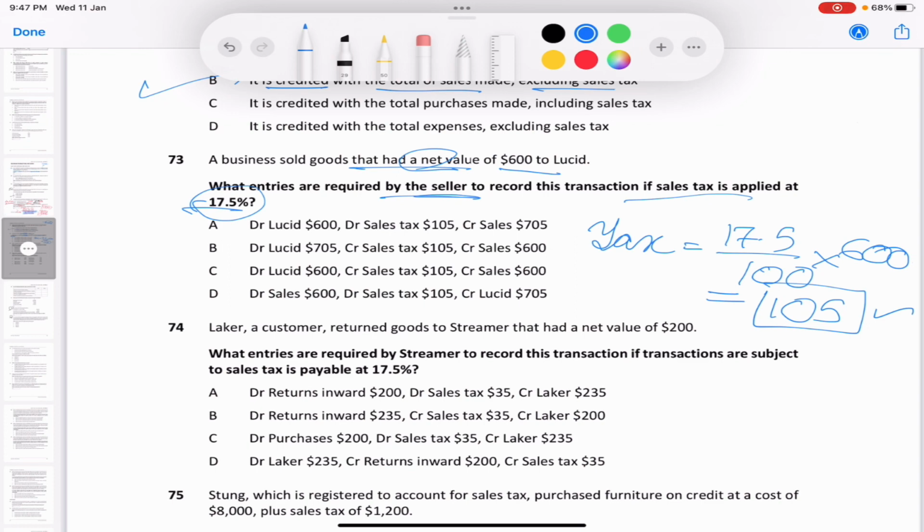Now let's read the question. What entries are required to be made by the seller? We need to make the entry of the seller. Think about it logically.